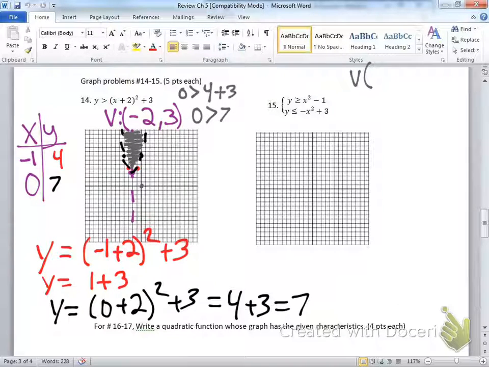Okay, so the vertex of the first one, I'll do negative b over 2a. What's b? 0. What's 0 divided by 2? 0. When you plug 0 back in, you get 0 minus 1. Negative 1. So the vertex of the first one is at 0, negative 1.